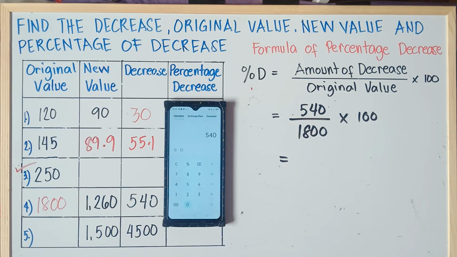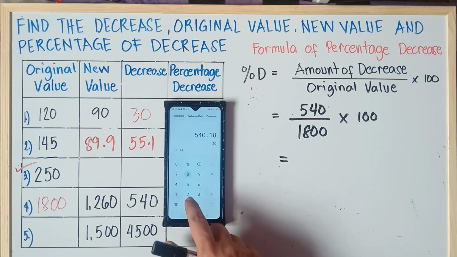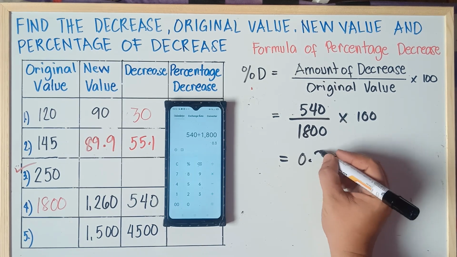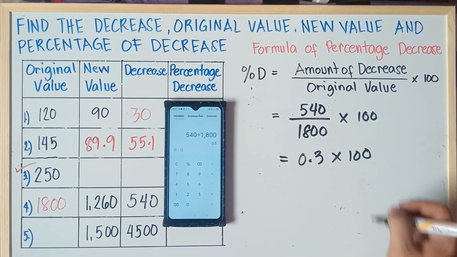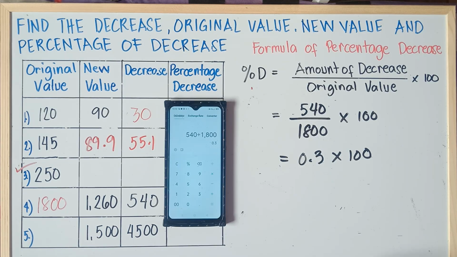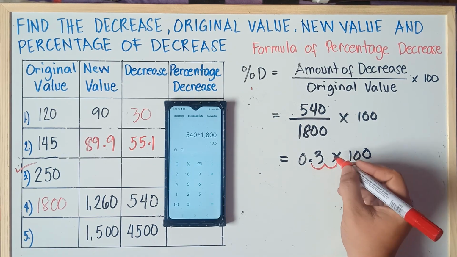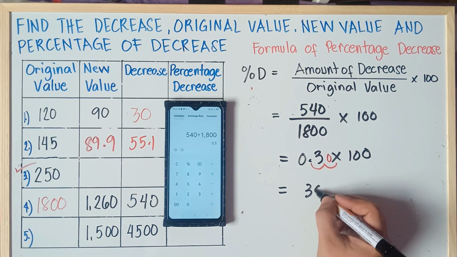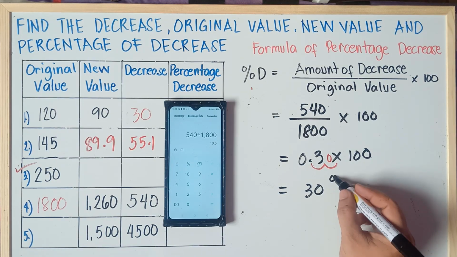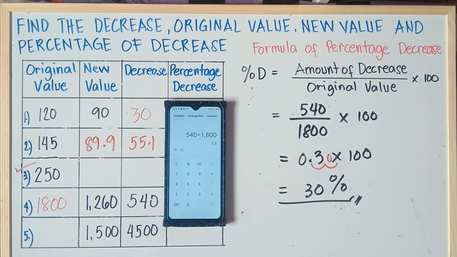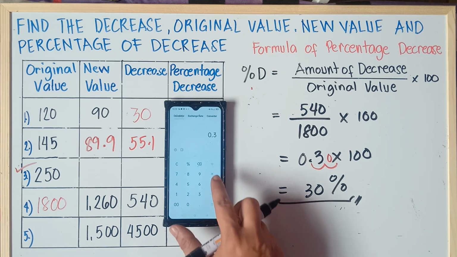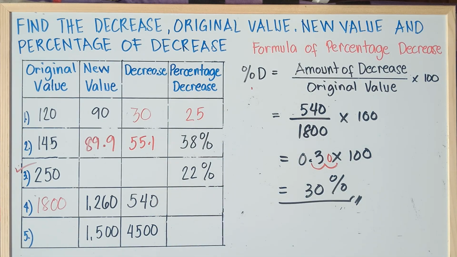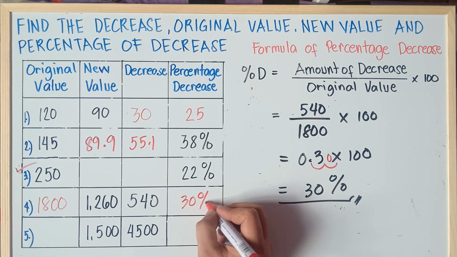So 540 divided by 1,800 will be 0.3. So 0.3 times 100. Once again, class, just simply move the decimal point to the right twice. 1, then 2. You add a 0, so this will be equal to 30. And that would be 30%. You add percent, class. So 0.3 times 100 is 30, so 30%. That's it, class, for example number 4.